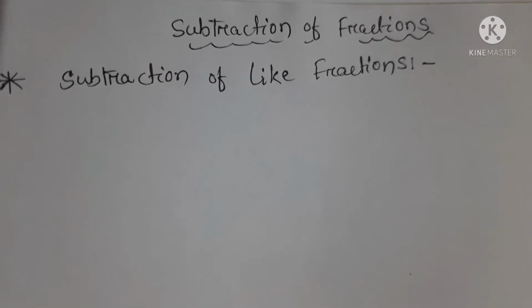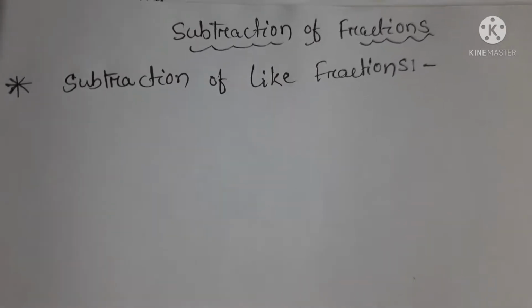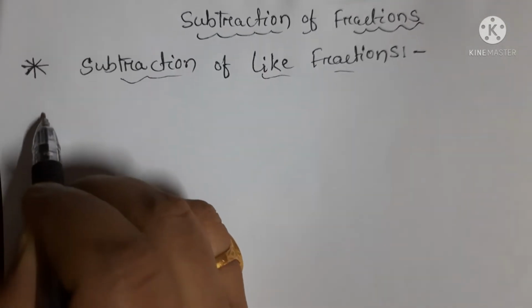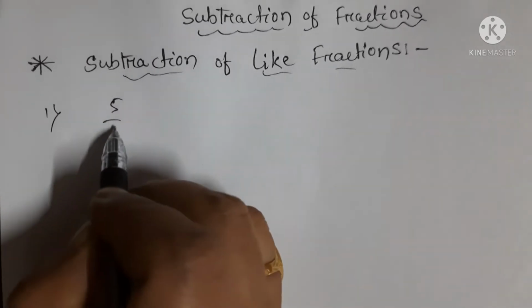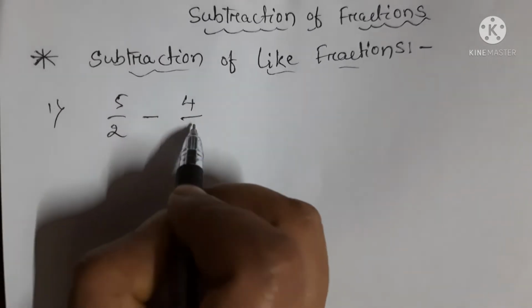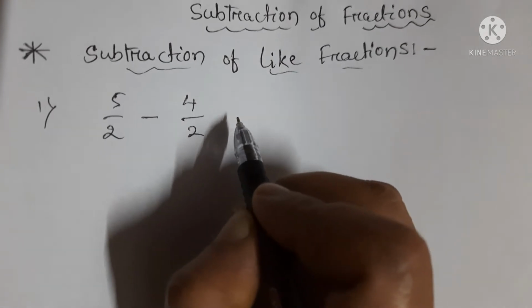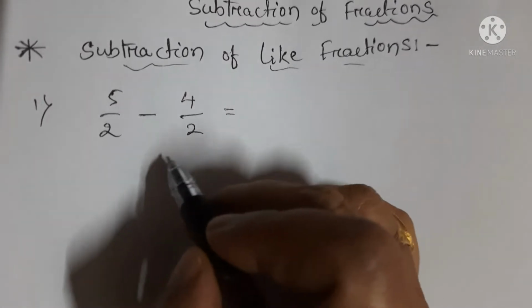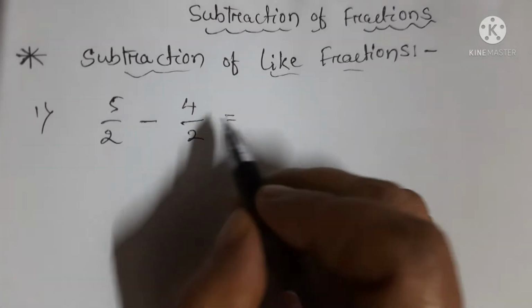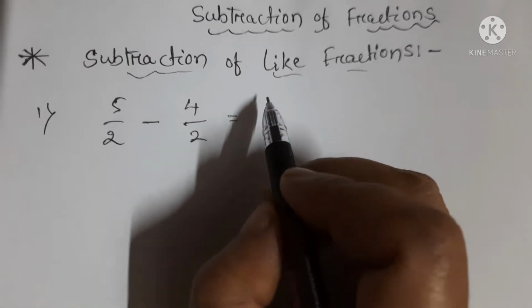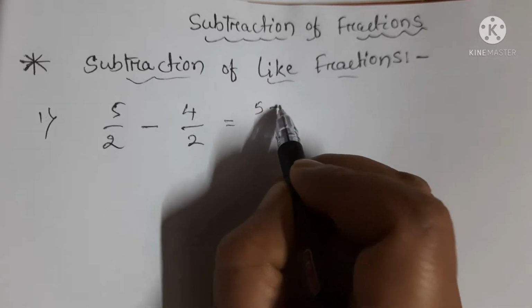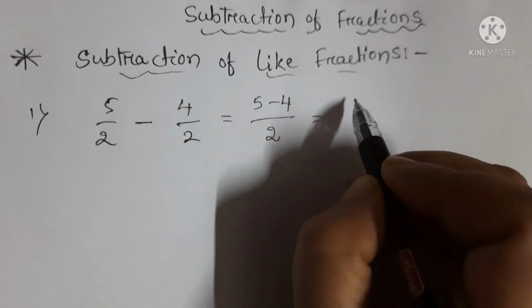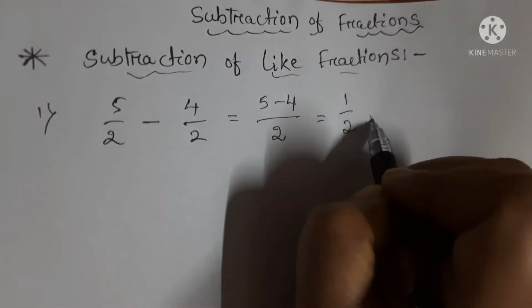Students, in today's class, we will discuss subtraction of fractions. Okay, subtraction of like fractions first. Say, for example, 5/2 minus 4/2. Like I explained in our last session on addition of like fractions, if the denominator is the same, then you can directly add, or you can subtract also. So here 5 minus 4, and the denominator is 2. Now 5 minus 4 is equal to 1, so 1/2 is the answer.